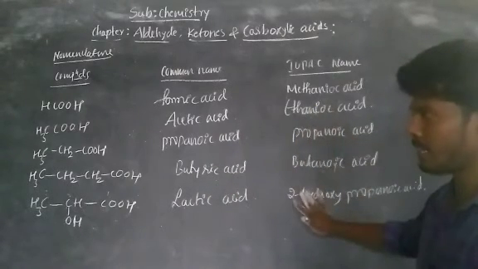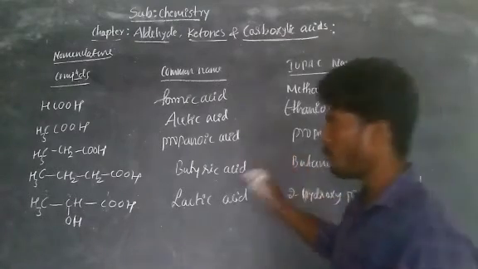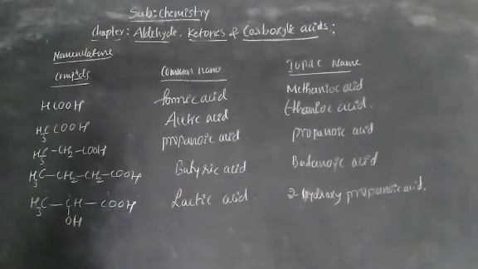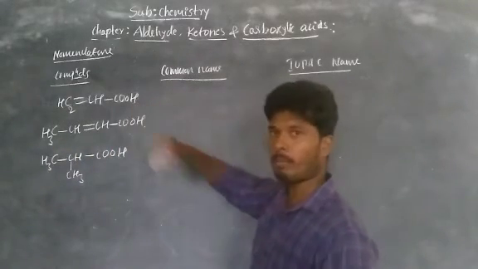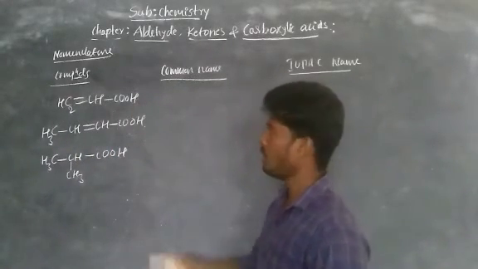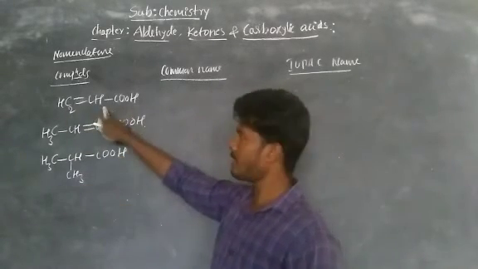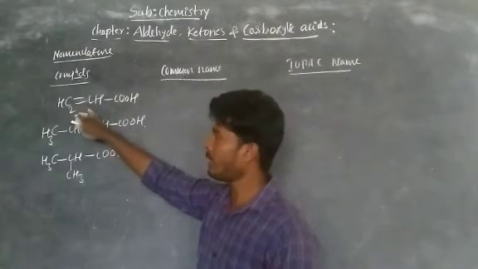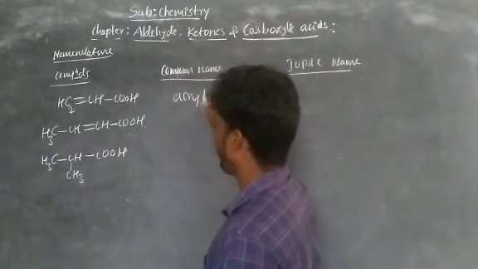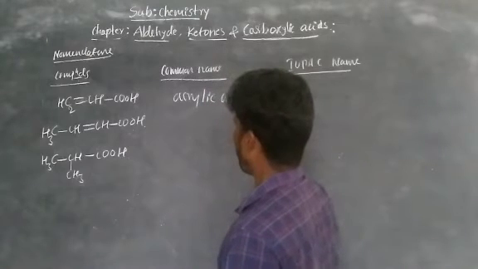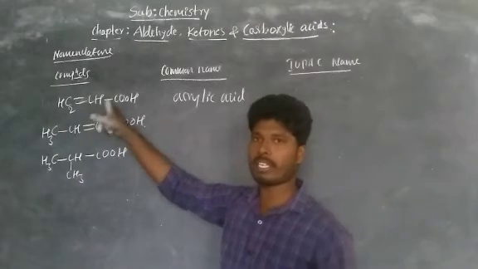Remember, the IUPAC name is very important, and also remember common name for some compounds. Now take some more examples. Now take these 3 examples, some compounds, later we will study some more. Observe the first one. 1, 2, 3 carbons are there. The second carbon contains a double bond. Its common name is called acrylic acid. Remember the common names for some compounds. Acrylic acid means CH2 double bond CHCOOH.